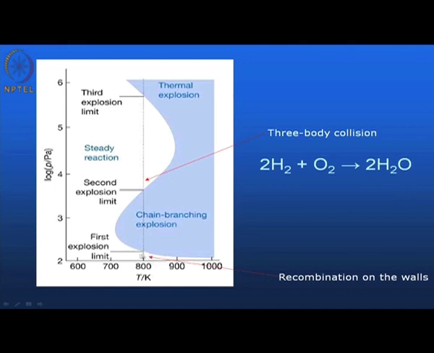One is the first explosion limit, which is in between 2 to 3, I mean log P, where P is expressed in Pascal. So, 2 to 3 there is one limit, then 3 to 4 one limit, and in between 5 and 6, it is the third explosion limit. So, this corresponds to maybe a 3 body collision, and this corresponds to recombination onto the walls.